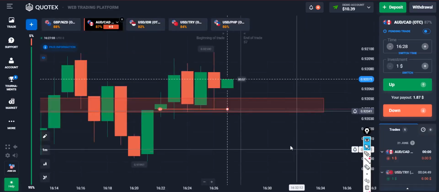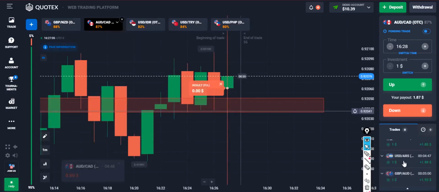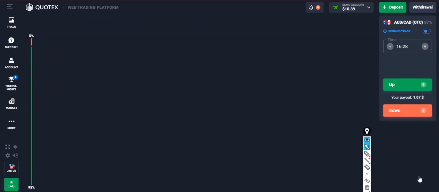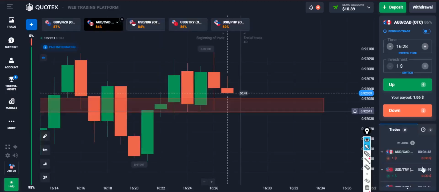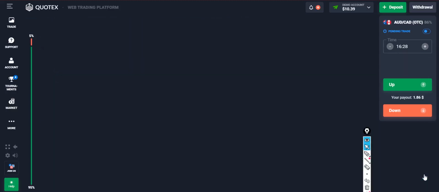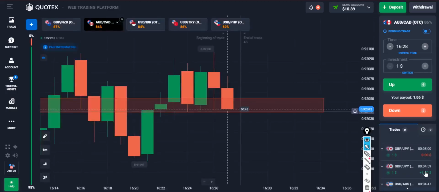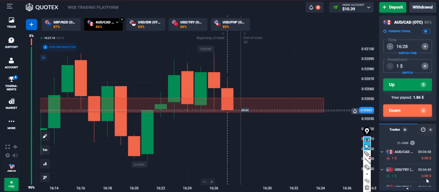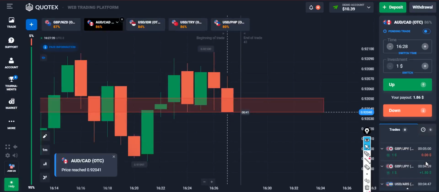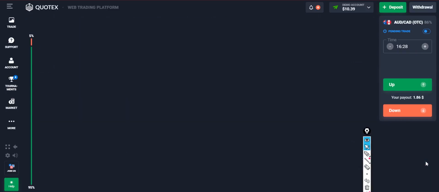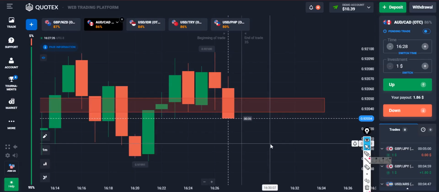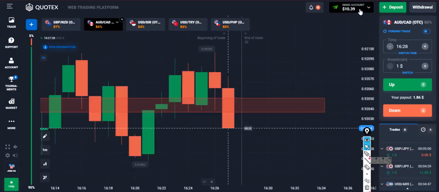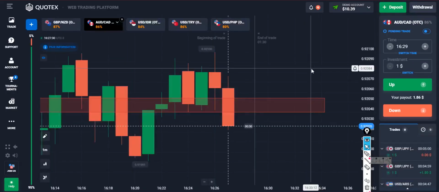So yeah, that's all. So let's see how many. We have taken 7 trades, and we won 4 of them, and we are in a $0.39 profit, which is still nice.